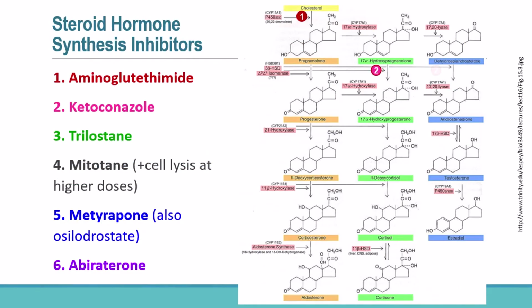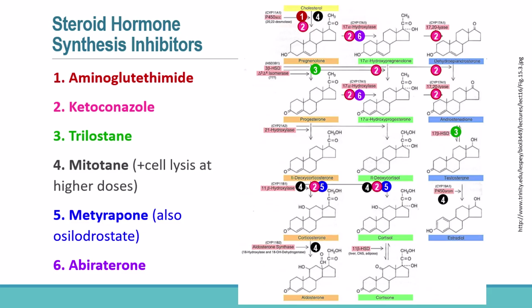Adrenal steroidogenesis begins with cholesterol, which is converted into pregnenolone in mitochondria under ACTH stimulation. This is the rate-limiting step. Pregnenolone then diverges into three pathways color-coded here: mineralocorticoids as orange, glucocorticoids as green, and adrenal androgens as blue.